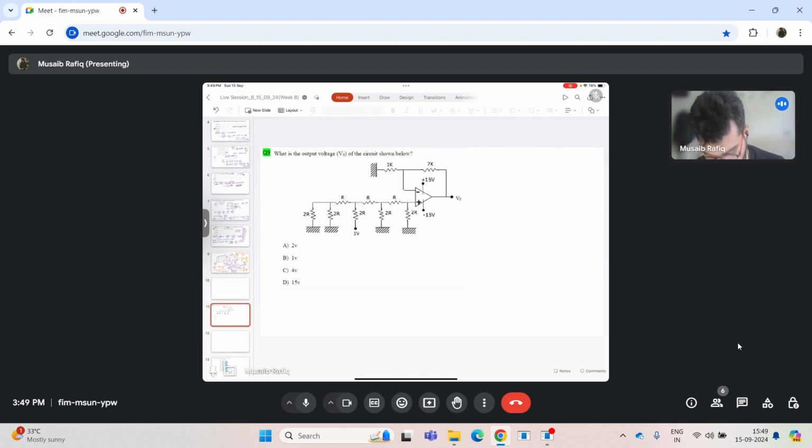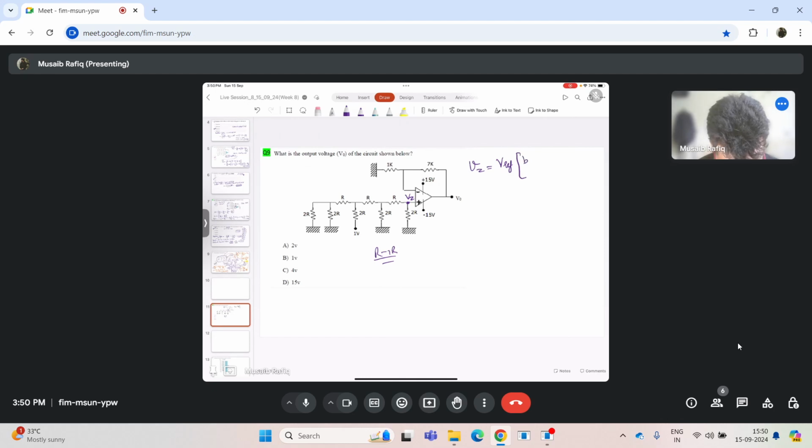So let me show the solution. Let's just call this point here as VZ, and this is simply an R-2R ladder. So your VZ is nothing but V reference times B1 by 2 plus B2 by 4 plus B3 by 8 plus B4 by 16. As per the given conditions, only B3 is 1, and the rest of them are 0. So Vz is equal to V ref times B3 by 8, and your reference is 1, so it is 1 times 1 by 8. So Vz is equal to 1 by 8.